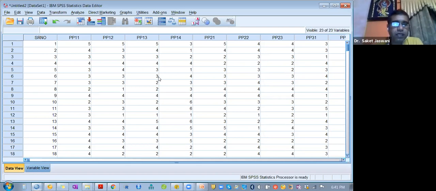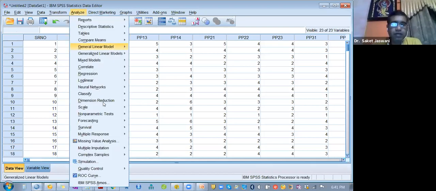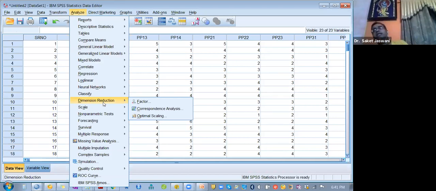So first, for factor analysis, we will again go to Analyze, then Dimension Reduction. Factor analysis, that is validity testing, is also known as a dimension reduction technique or instrument building technique, right? Why is it known as dimension reduction? Because it discards the dimensions, the items or variables which are not good enough, which are not reliable, which are not valid actually.